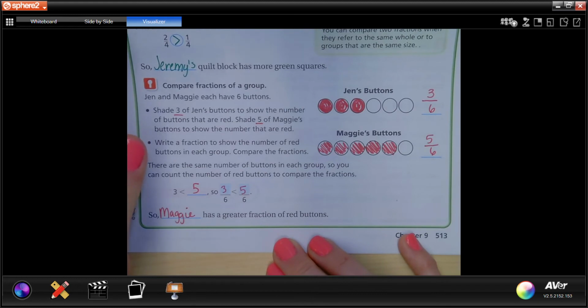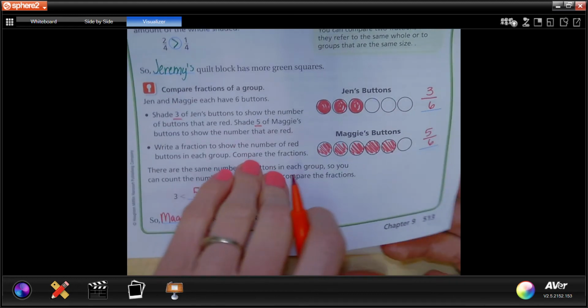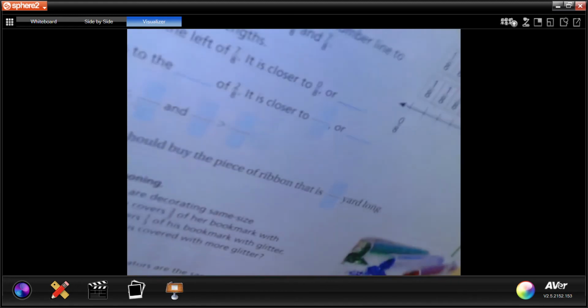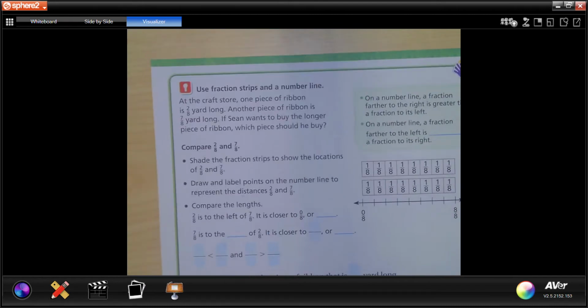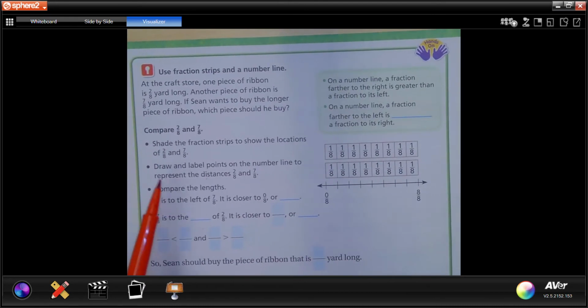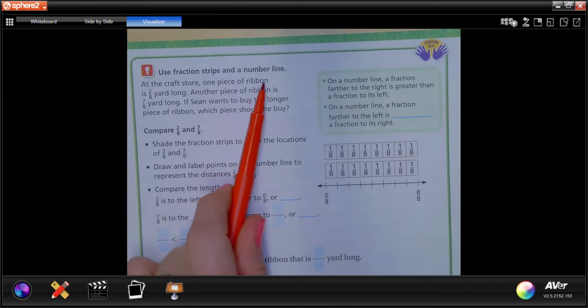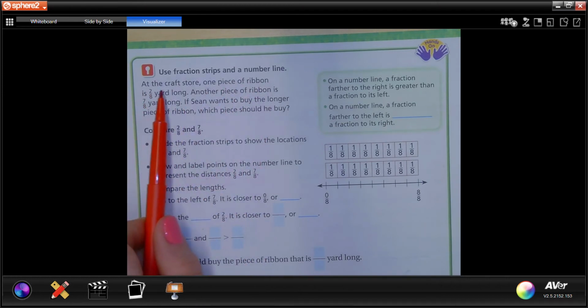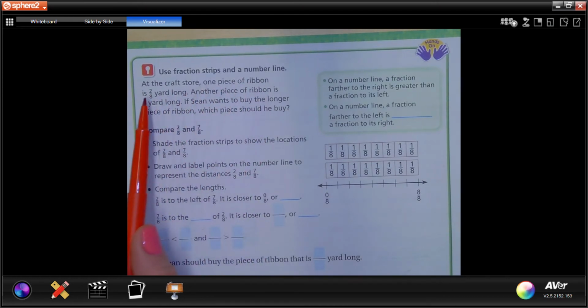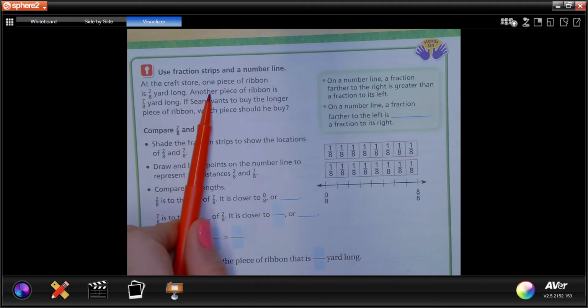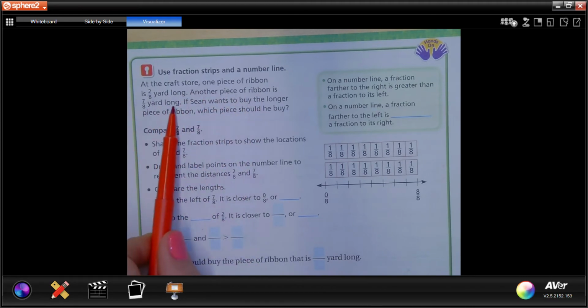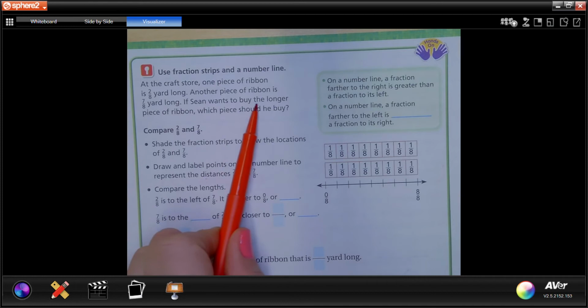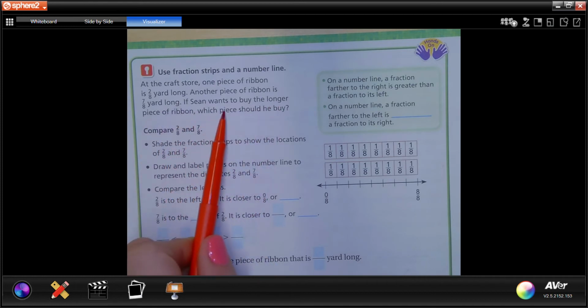All right, moving on to page 514. Use fraction strips and a number line. At the craft store, one piece of ribbon is 2/8 yard long. Another piece of ribbon is 7/8 yard long. If Sean wants to buy the longer piece of ribbon, which piece should he buy?